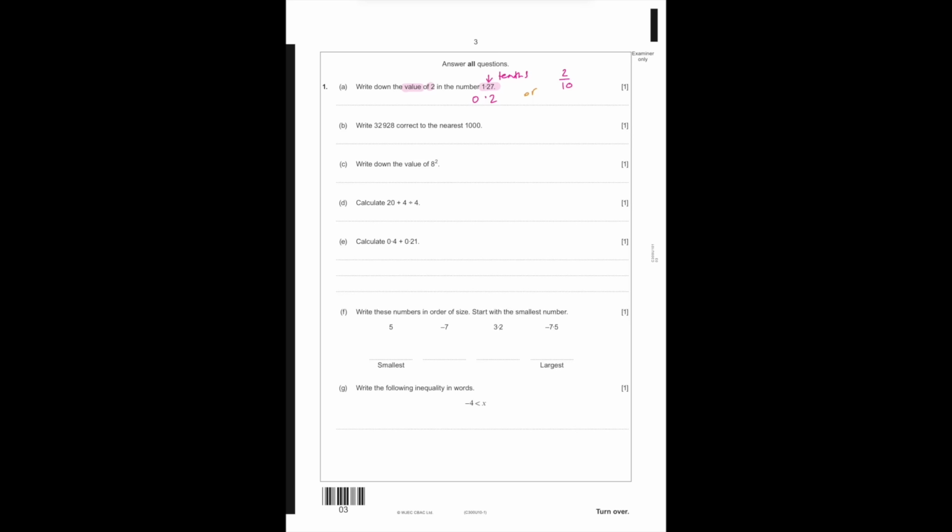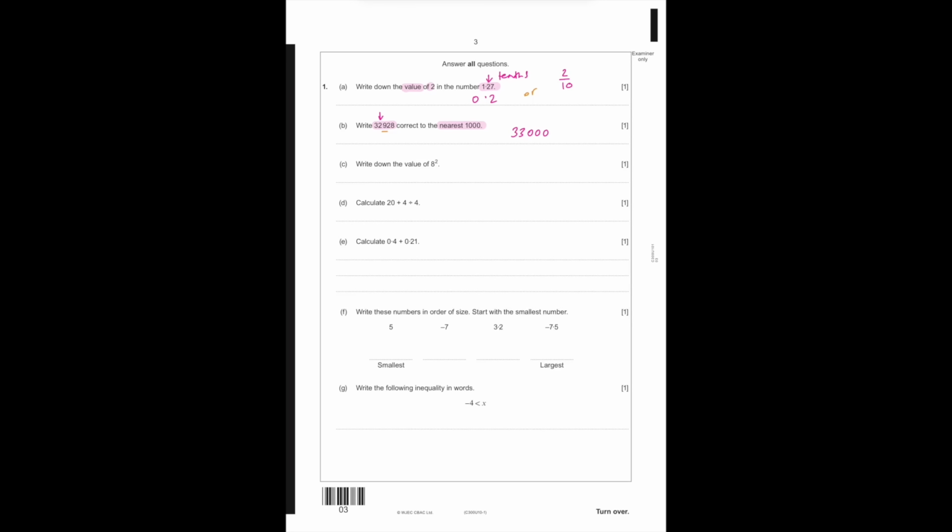Part B, write 32,928 correct to the nearest thousand. Okay, so the nearest thousand, so we've got 2 in our thousands column. We look at the number next to it. So that number next to the thousands column is 5 or above. So we're going to round it up to the next thousand. So that's going to be 33,000 to the nearest thousand. It's important that those zeros are there on the end because that maintains the highest place value.